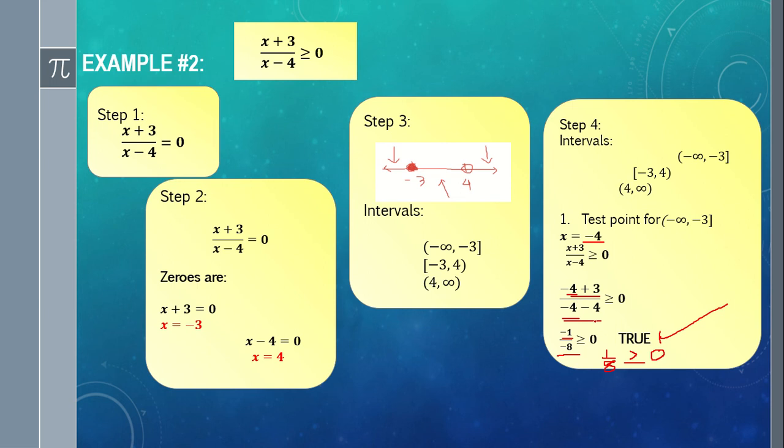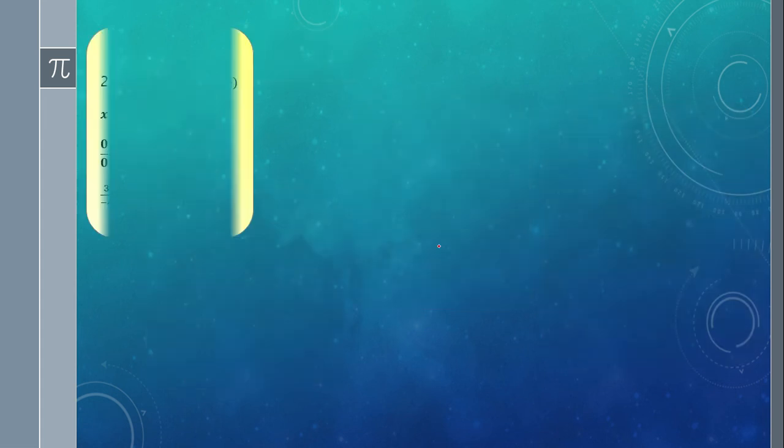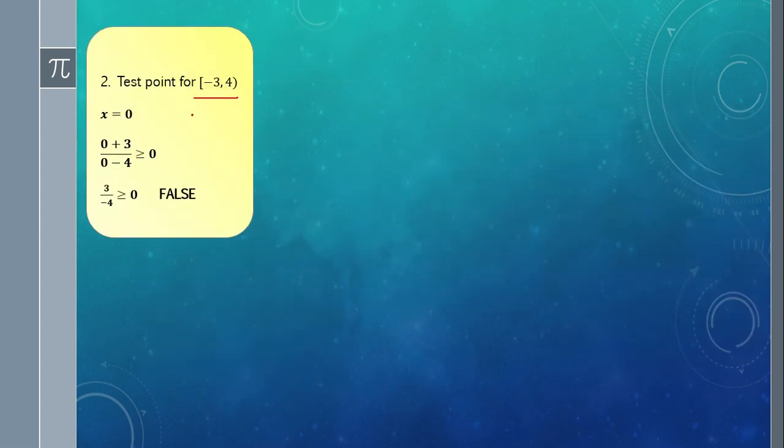Now, let us proceed to the second test point, which is the second interval. So here is the second interval. I choose 0 because 0 belongs to that interval. Therefore, substituting 0, that's going to be 0 plus 3 over 0 minus 4. And then as you simplify that, that's equal to the negative of 3 over 4.